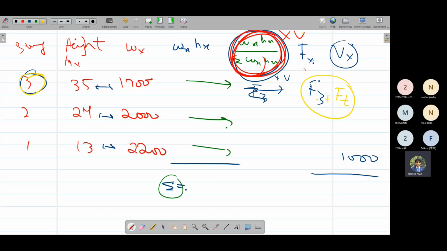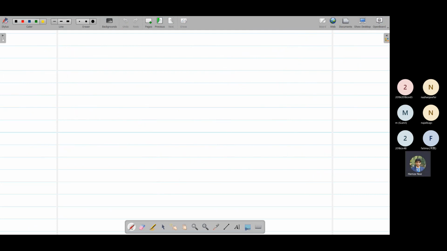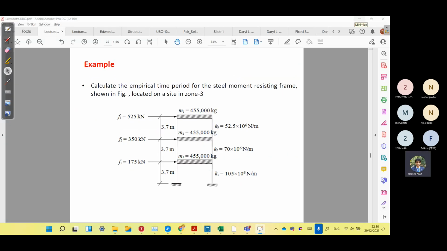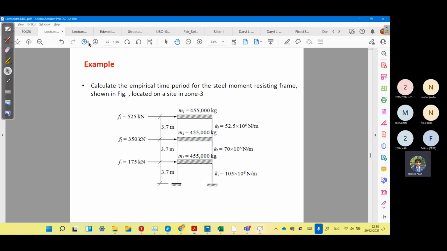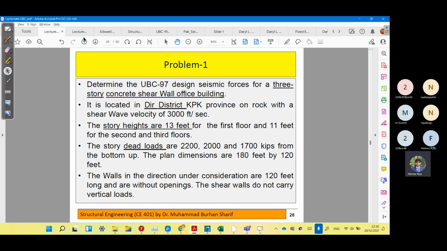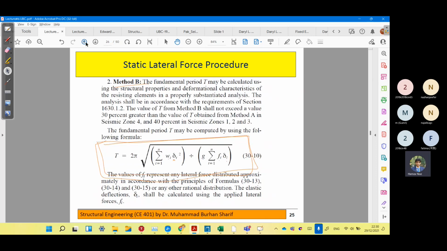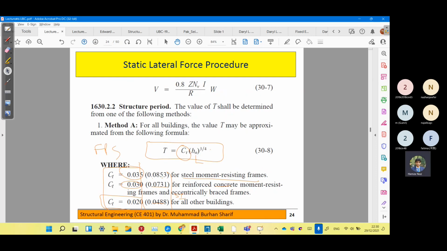Okay, this one was for all UPC, and this is for exact calculation of time period. Here we use the formula Ct hn power 3 by 4. This one, Ct hn power 3 by 4. This is an empirical formula.